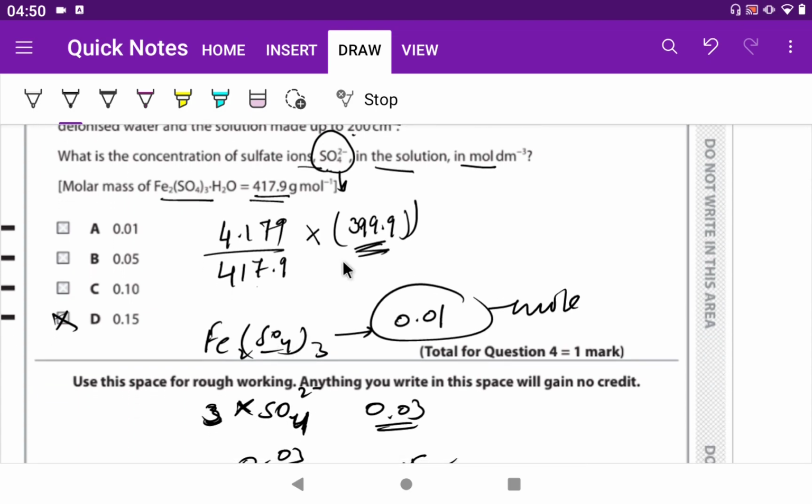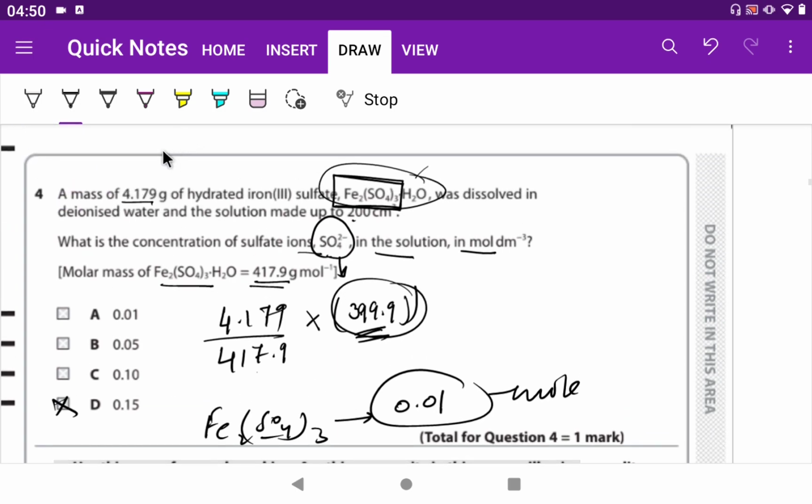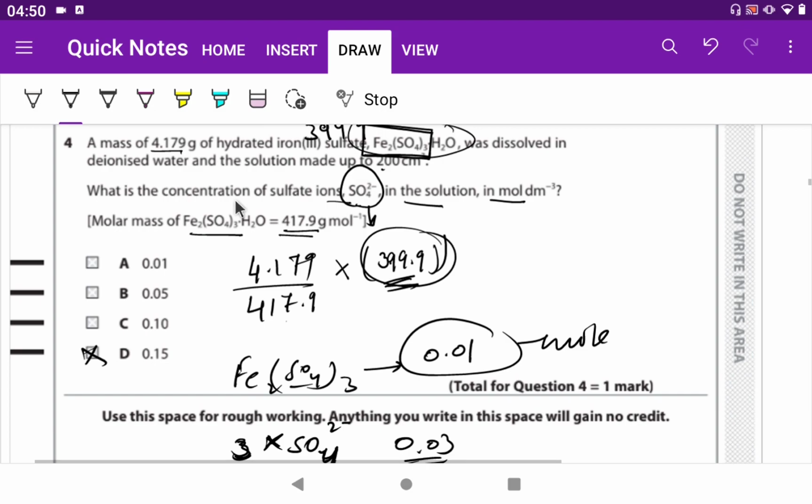So how can I find the number of moles? When I solve this, I get the given mass of Fe2(SO4)3 as 3.999. So the molar mass is 399.9, and the moles is 0.01 moles.